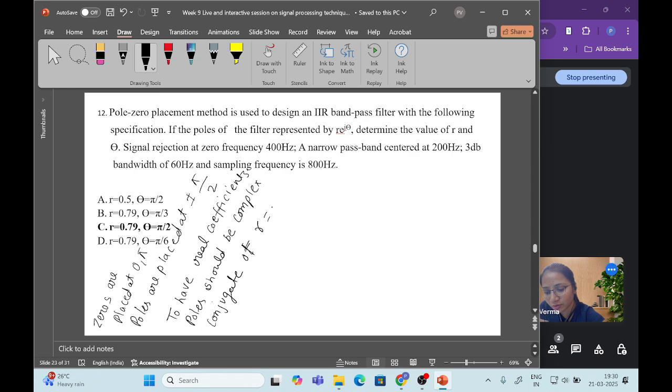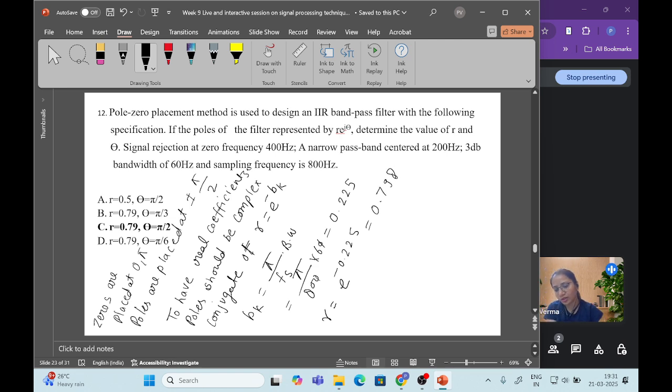R is equal to e to the power minus bk. Now how do we determine bk? bk is equal to pi divided by the sampling frequency, into the bandwidth. So pi divided by 800 Hertz into 60 Hertz. The 60 and 800 simplify, and we get 0.225. Just put in the value of pi and divide. And what will be the value of r? e to the power minus 0.225, which is 0.798 if you calculate it.